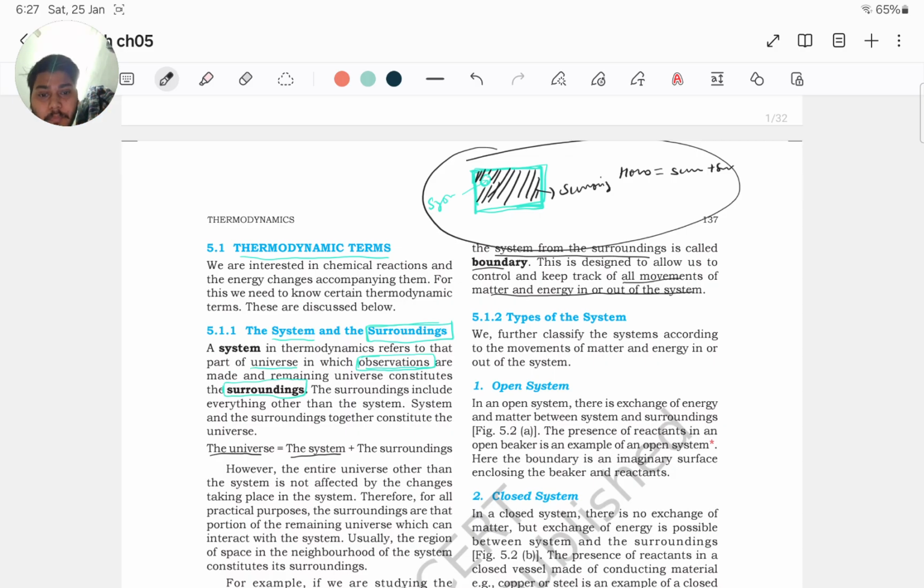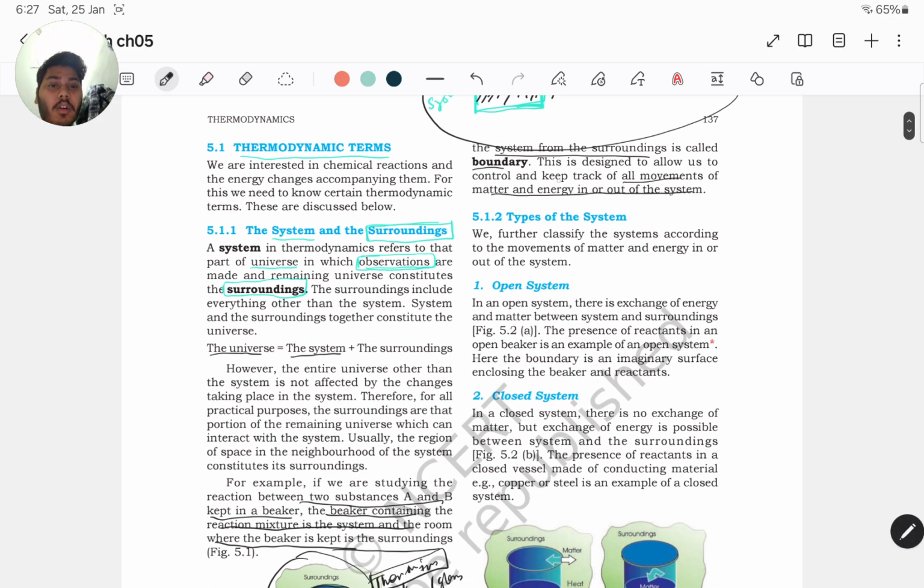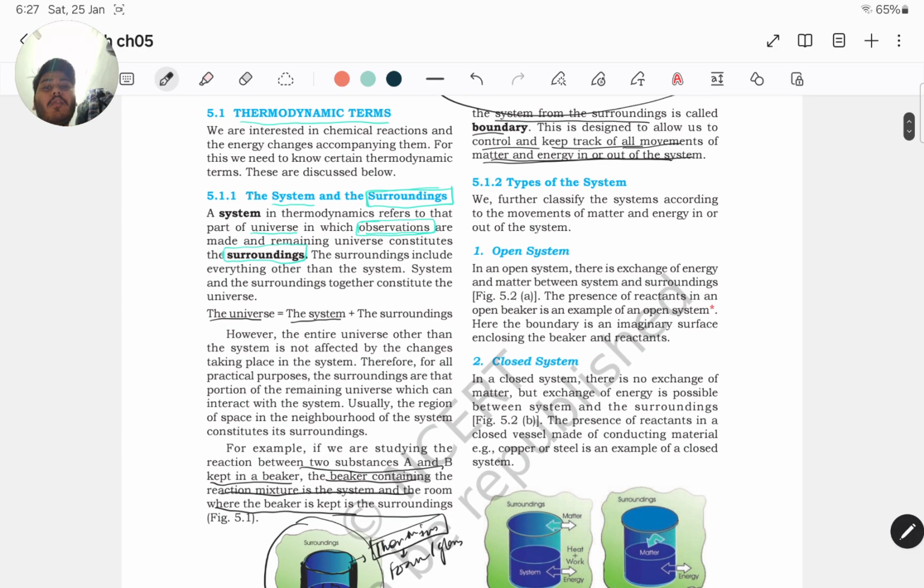Okay. So we can keep track of and control all the movement of matter and energy in or out of the system. Next we are discussing the types of systems. What types of systems do we have to study or see in our daily life? For example, first we look at the open system.